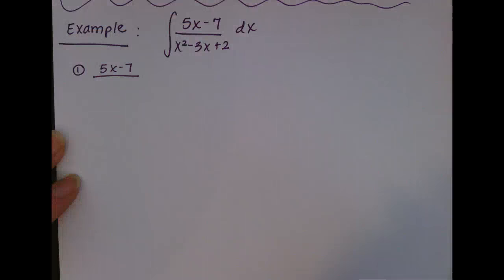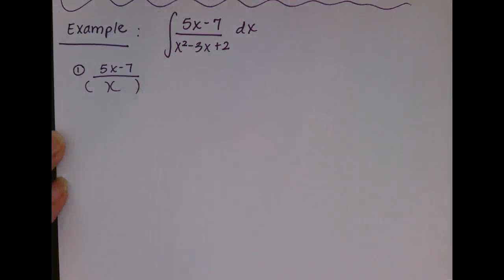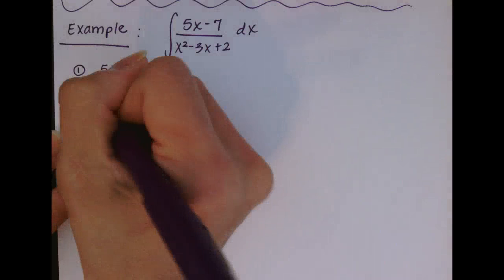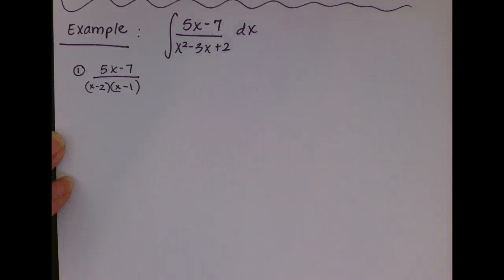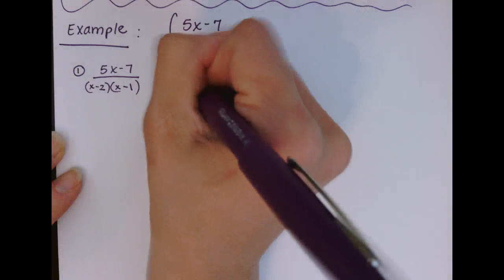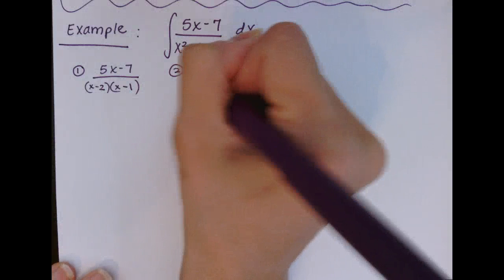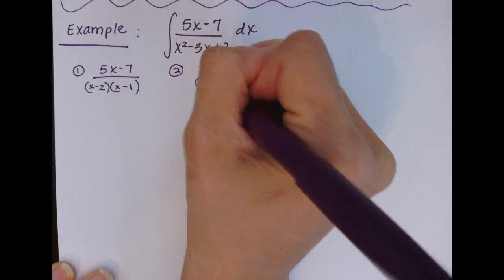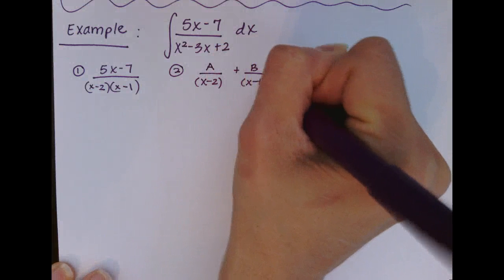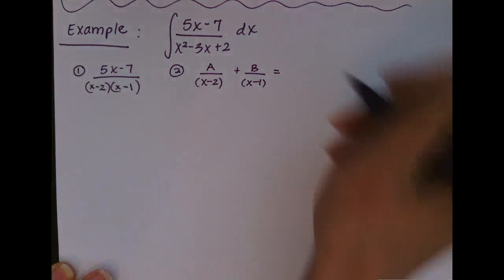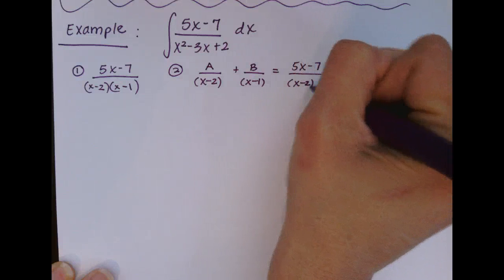I'm going to get rid of the antiderivative symbol for right now because I don't need it until the very last step. The factored version of this quadratic will be x minus 2 times x minus 1. So from there, I can write my partial fraction decomposition form. I'm going to have A over the first factor plus B over the second factor. Don't forget to set it equal to the original expression. It needs to be an equation.